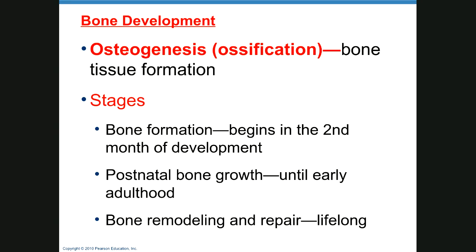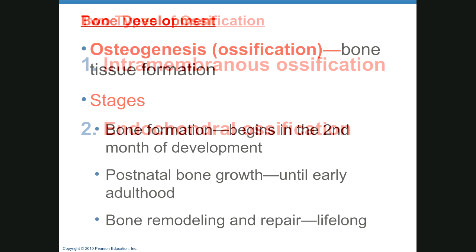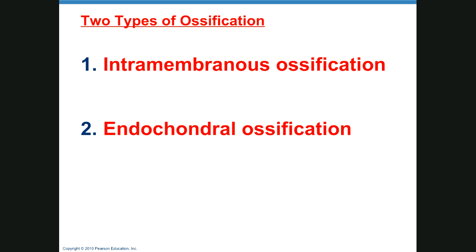So 8 to 9 weeks is the interface between embryonic life and fetal life. This development of bones happens late in embryonic life, early in fetal life, between 8 and 9 weeks of development. So again, there are two mechanisms, intramembranous ossification and endochondral ossification.